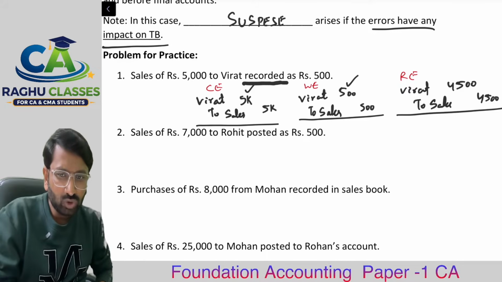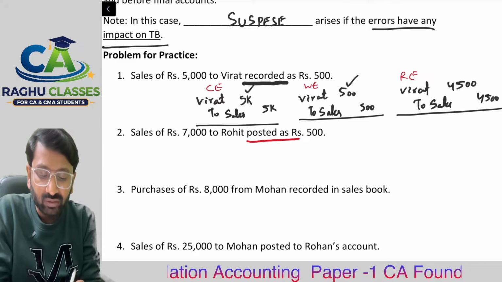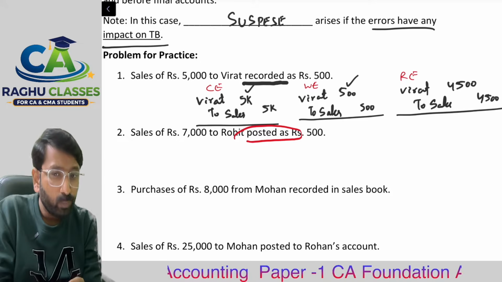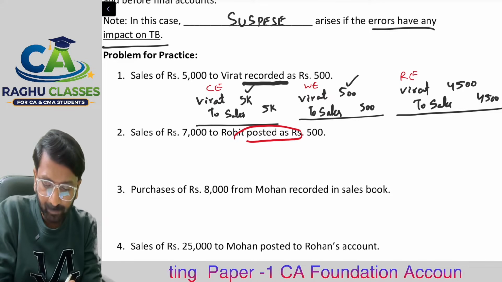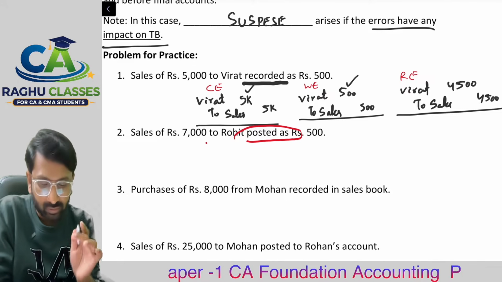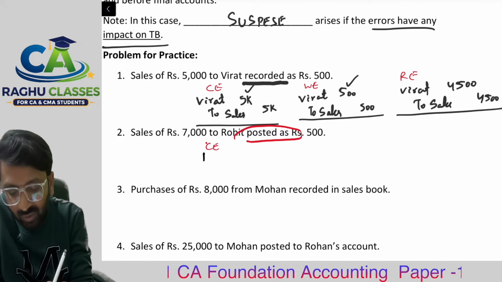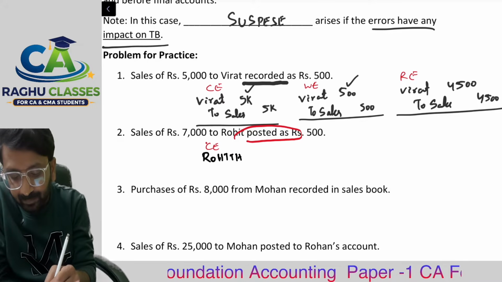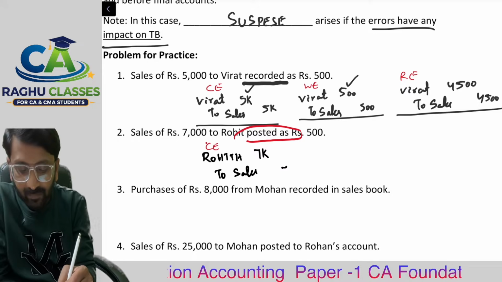Sales of 7,000 rupees to Rohit posted as 500. Now it is not recorded as 500, it is posted as 500. So can we say recording is done for 7,000, but while doing the posting, you posted it as 500. Now, what is the correct entry when you make a sale to Rohit? Can we say Rohit account debit to sales 7,000 rupees? You do the correct entry.